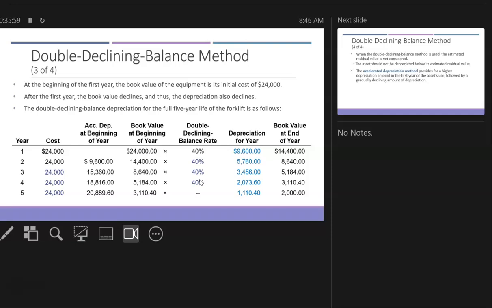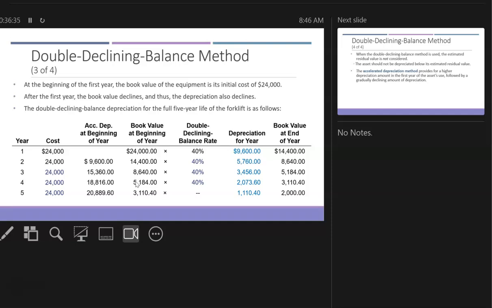So in year 1, we take the cost of the asset times double the straight line. But do you see at the end of year 1, we take our $24,000 minus the $9,600 to come up with the adjusted book value. So in year 2, when we go and figure out depreciation, do you see we only take $14,400 times 40%? Okay? We adjust it every year.